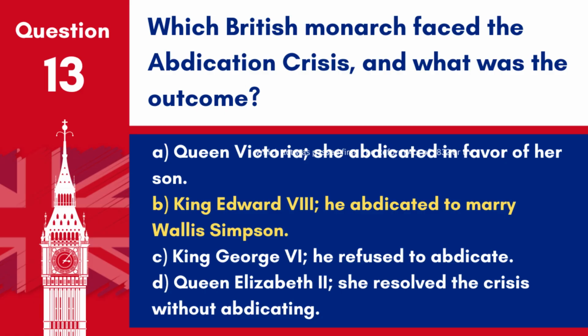Answer. B. King Edward VIII. He abdicated to marry Wallis Simpson. The Abdication Crisis of 1936 involved King Edward VIII, who chose to abdicate the throne in order to marry Wallis Simpson, an American divorcee, which was opposed by the Church of England and the government.